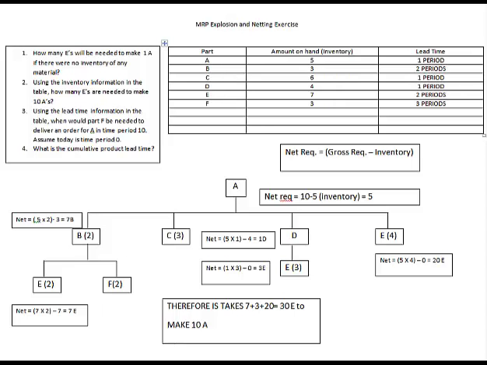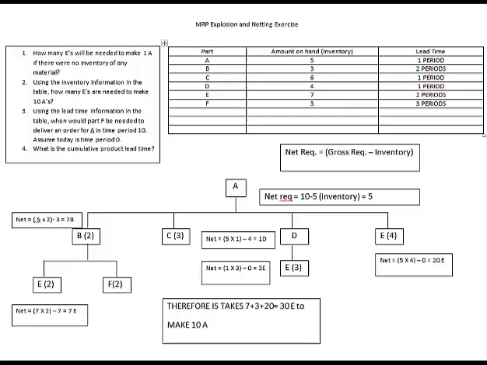Now we're going to move forward to the second question. And the second question is, using the inventory information in the table shown, how many E's are going to be needed to make 10 A's? So we refer to this as doing an explosion and netting, N-E-T-T-I-N-G, which basically means that we are taking into consideration any inventories that we have.